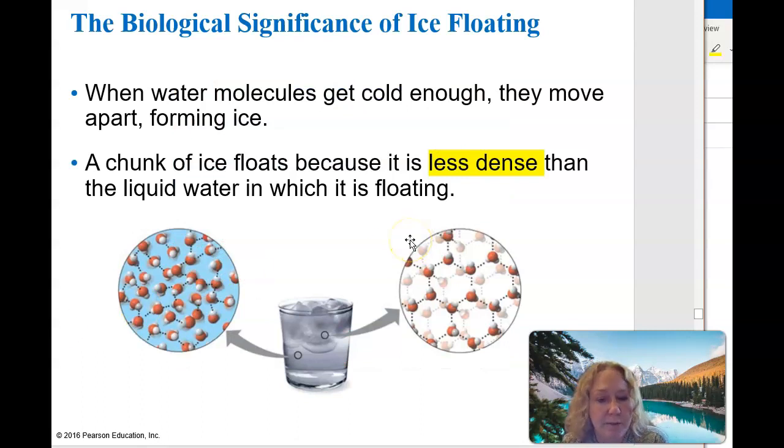When water molecules get cold enough, they move apart and form ice. Now, this is the opposite of what other chemicals do. When a chunk of ice floats, my ice is actually floating on top of this. Right there, there's ice floating on top. Why is it floating on top? Because it is less dense.